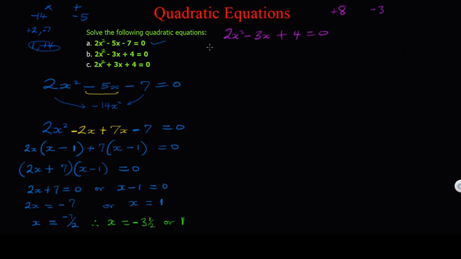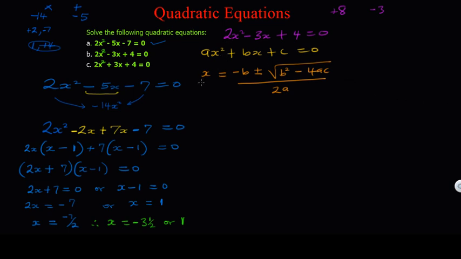For the general quadratic formula, recall the general quadratic equation is ax squared plus bx plus c equals 0. The general quadratic formula follows the pattern: x equals minus b plus or minus the square root of b squared minus 4ac, everything over 2a. So back to it.